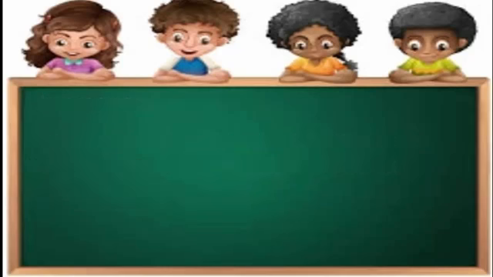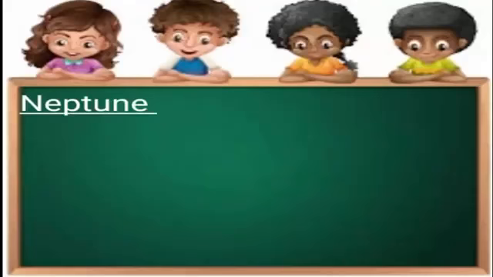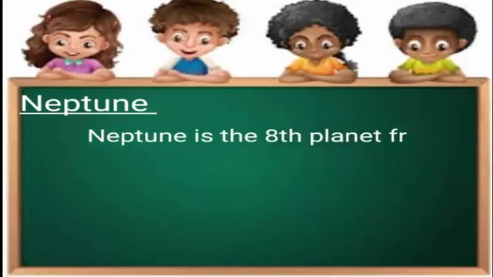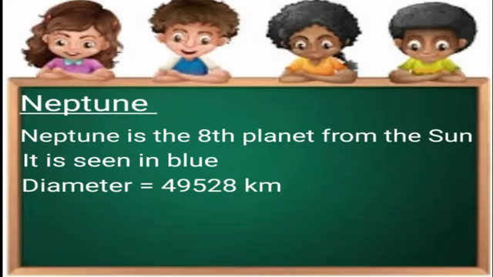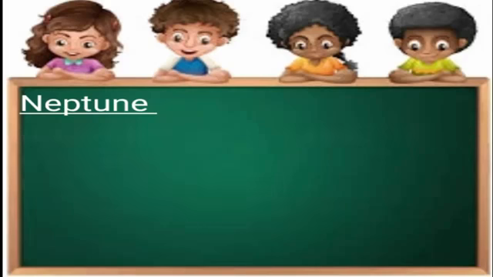Next we are going to learn about the planet Neptune. Neptune is the eighth planet from the Sun. It is seen in blue. It is 4 times larger than the Earth and its diameter is 49,528 kilometers. Neptune is the coldest planet.